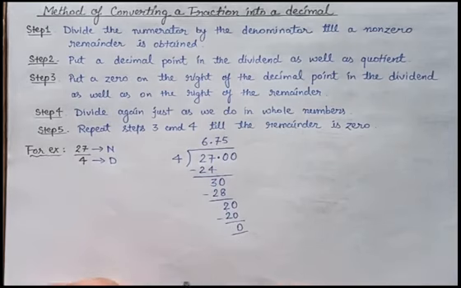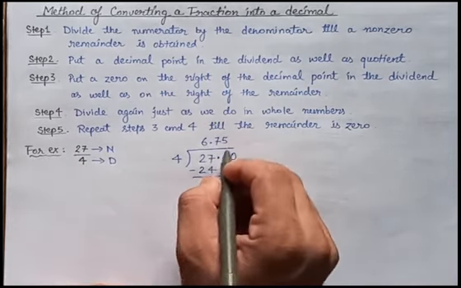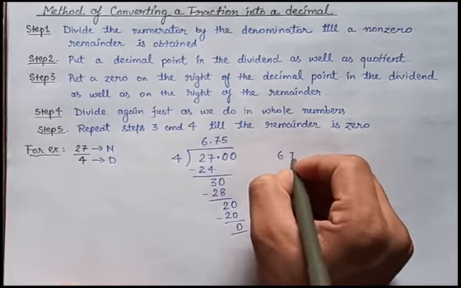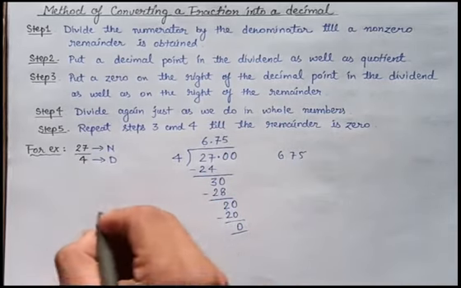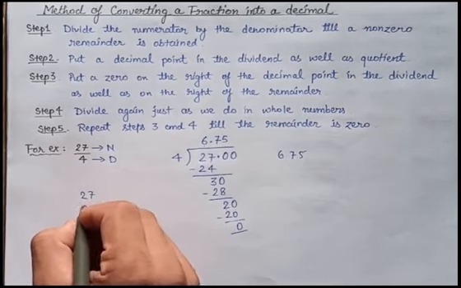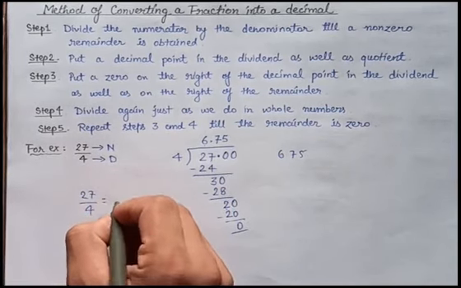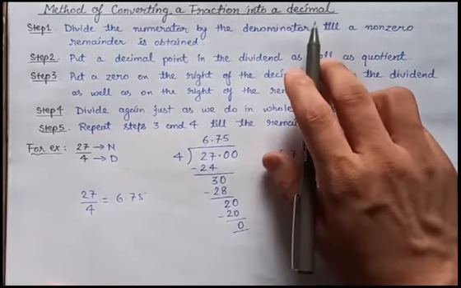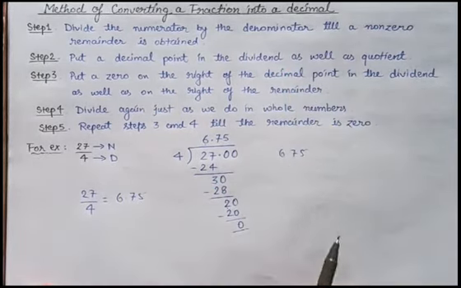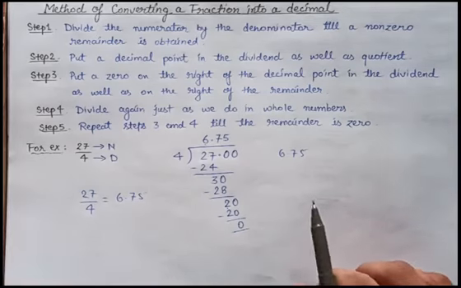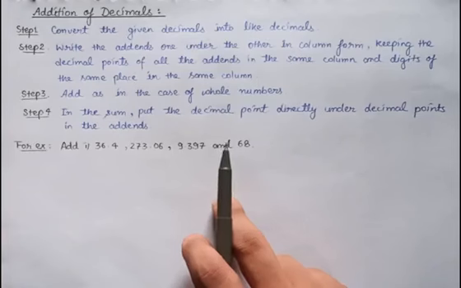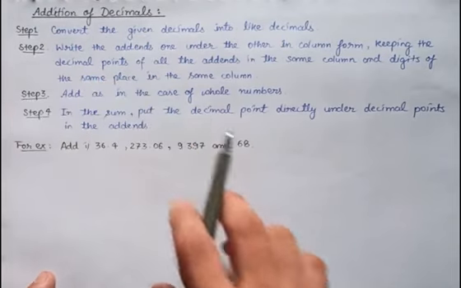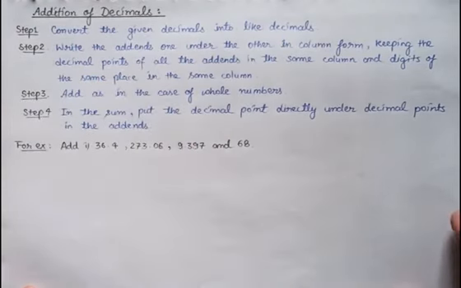Okay. So we get a quotient of 6.75. So we can say our answer is 6.75. That is 27 by 4 is equivalent to 6.75 in decimal form. So this is the method of converting a given fraction into a decimal. Now students, next we will see addition of decimals. How to add the given decimals.